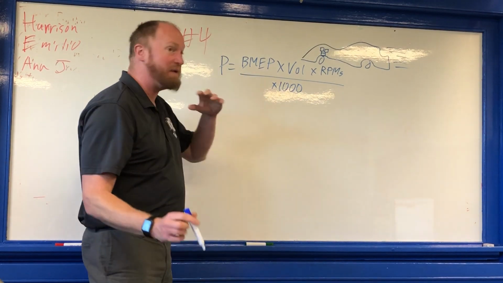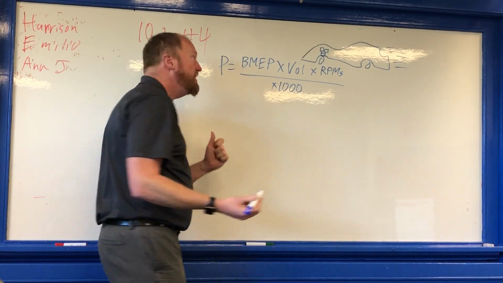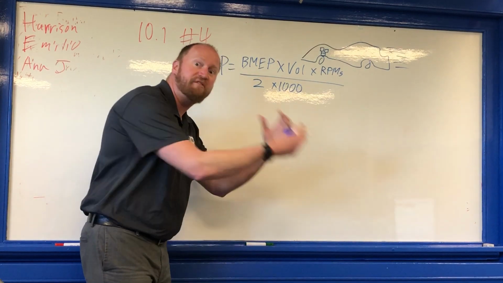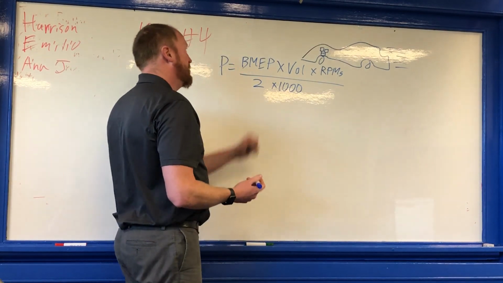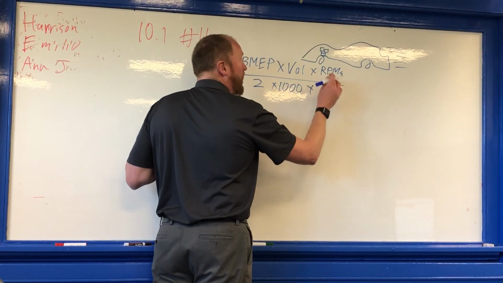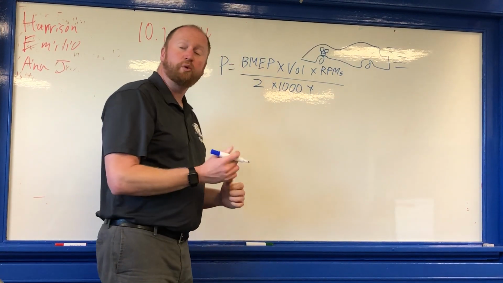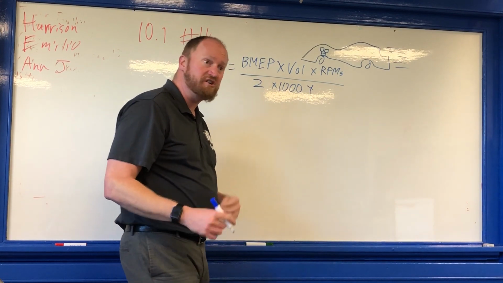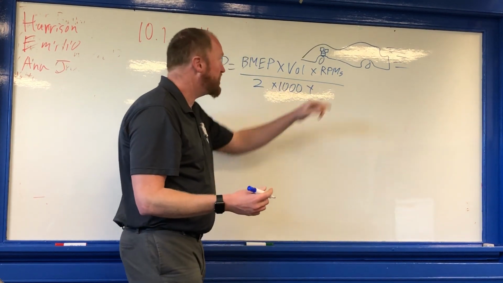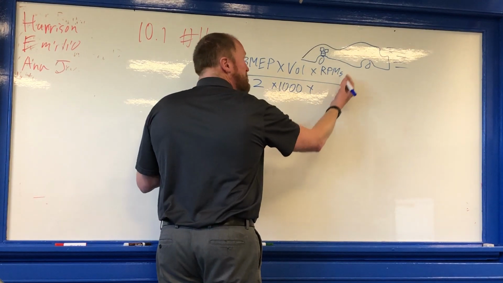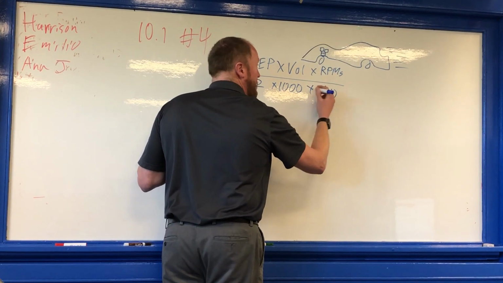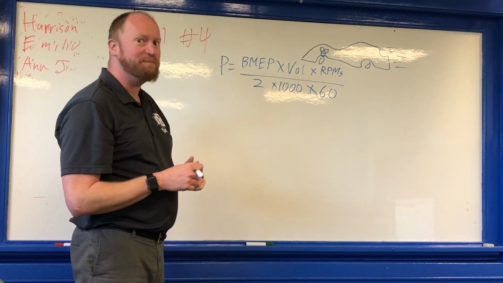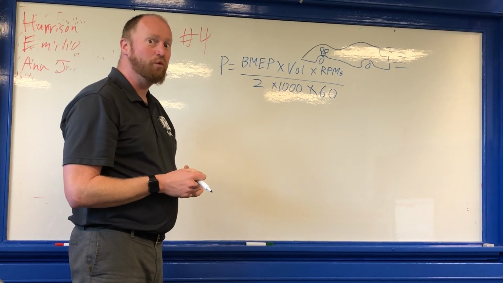So since only about half of your cylinders fire every cycle, you need to divide this number by 2, because only half of the volume is doing any work. And the other thing you've got to remember, RPMs are rotations per minute, but power is a function of work done every second. In order to change that you need to change it to rotations per second, which means you divide by 60. So, here you go. It looks complicated. It is, but it works.